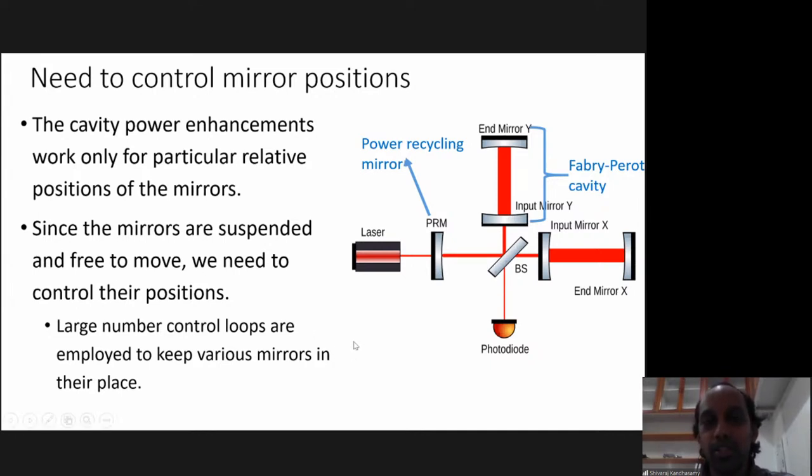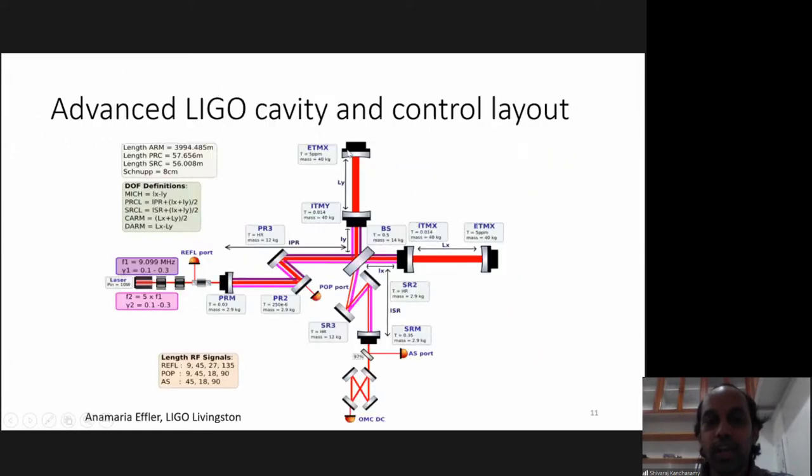So this is an actual layout, also a simplified layout, but you can already see that the number of mirrors here is much larger than what we saw in the previous slides. All these mirror positions have to be controlled, and all of these mirrors are suspended. So there are a lot of control signals that you have to look at and use to control the position of these mirrors.